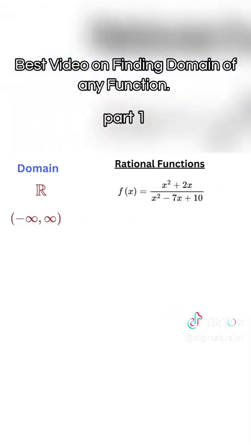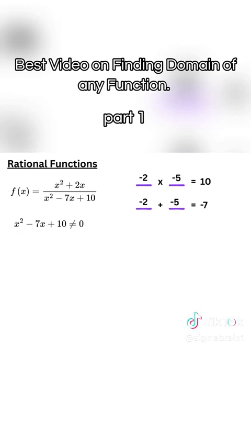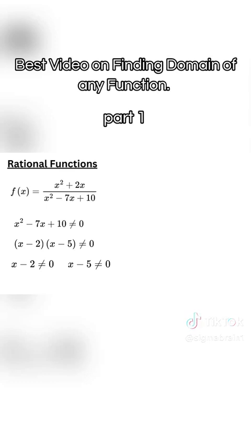For this function to be defined, the trinomial must not be equal to 0. To solve this inequality, first factor the trinomial. Find two numbers that multiply to give 10 and add up to give negative 7. These numbers are minus 2 and minus 5, right? So when they are factored, the expression becomes x minus 2 times x minus 5. Now, set each factor not equal to 0. This shows that x cannot equal 2 and x cannot equal 5.